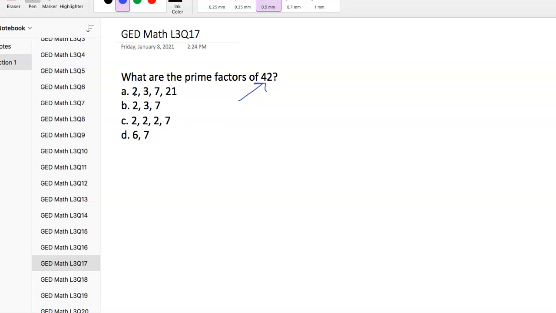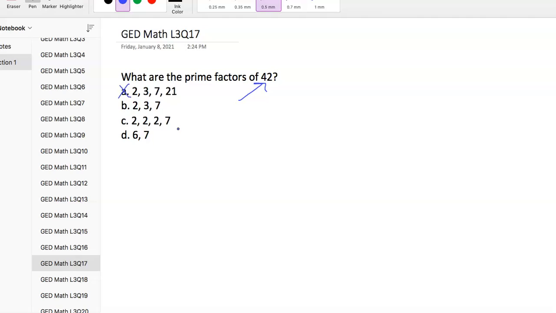Okay, so let's start with answer choice A. 2 times 3 is 6. 6 times 7 is 42. 42 times 21 equals some huge number. So not that one. Okay, so we can at least eliminate this right off the bat. Okay, what about B? 2 times 3 is 6. 6 times 7 is 42. Okay, that one could be right.